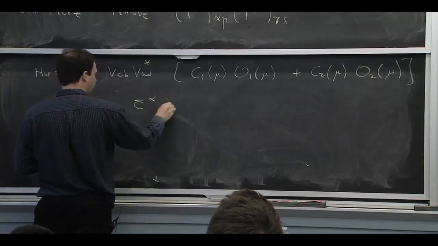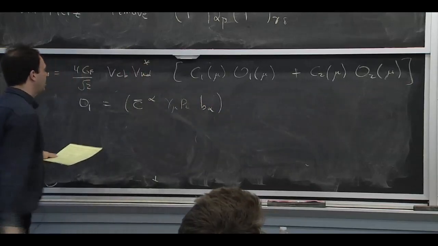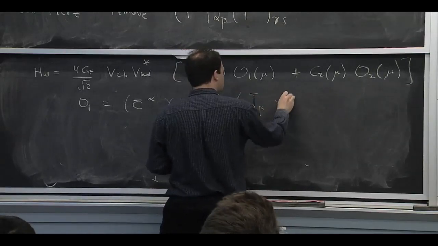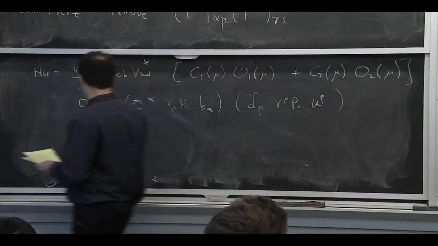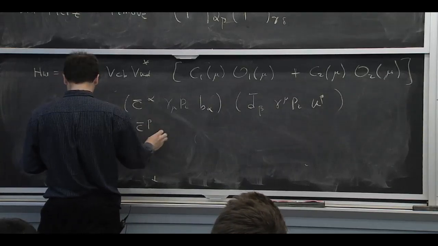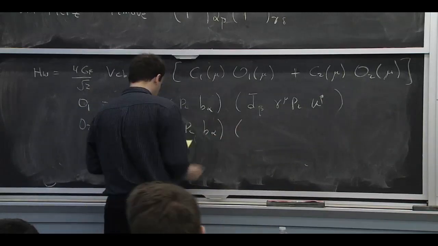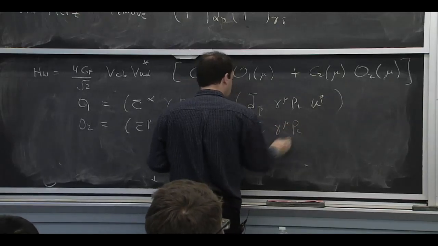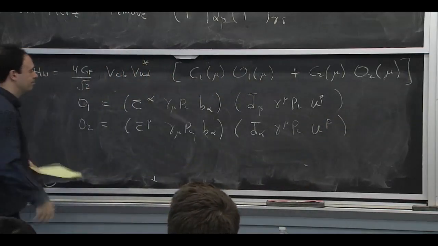And the difference between O1 and O2 is just simply a color. So in O1, the color index alpha is contracted between charm and bottom and down and up. And then in O2, the color is contracted the other way. So I don't write explicit TAs, but I do have to consider the other possible way of contracting the indices. Up, down, doesn't matter.